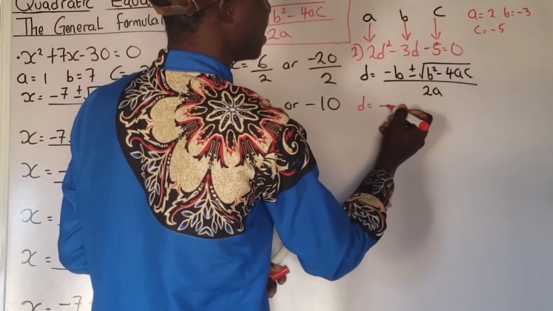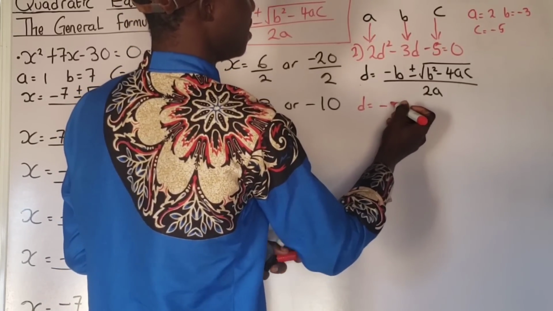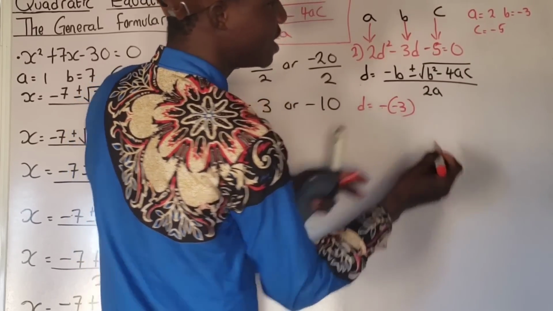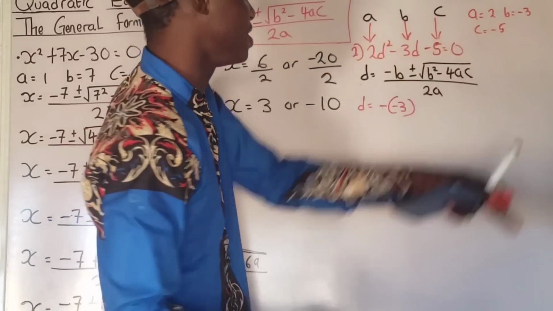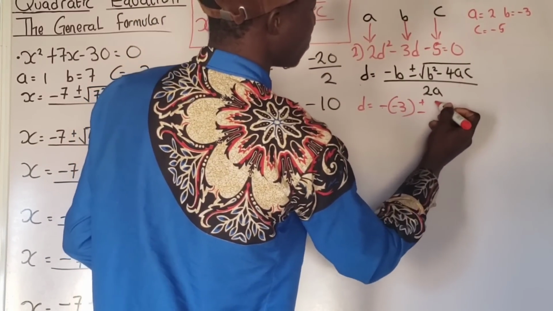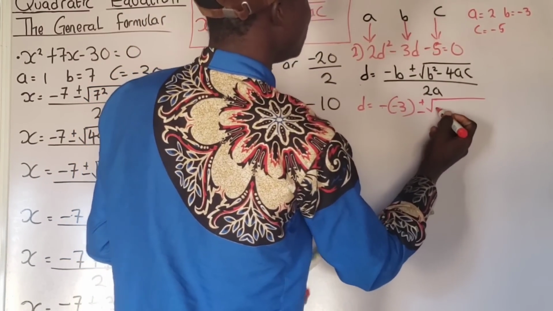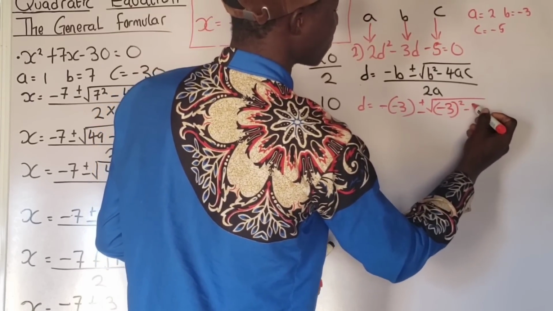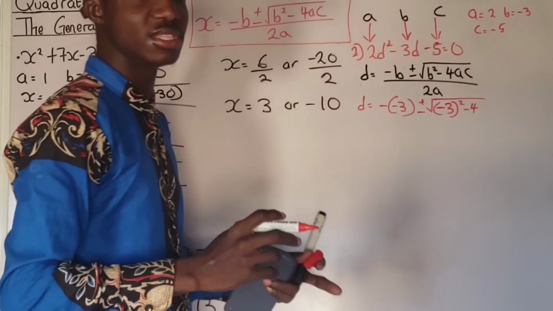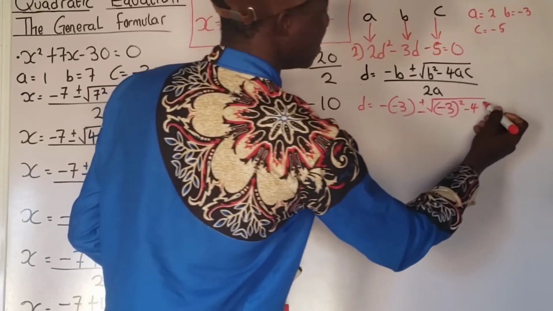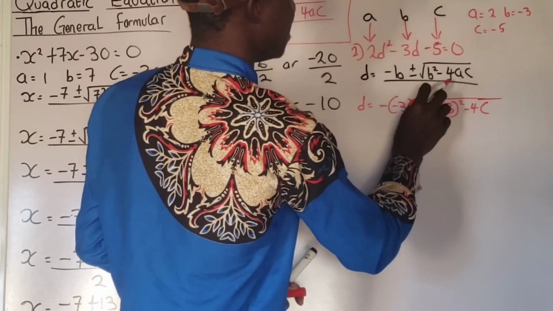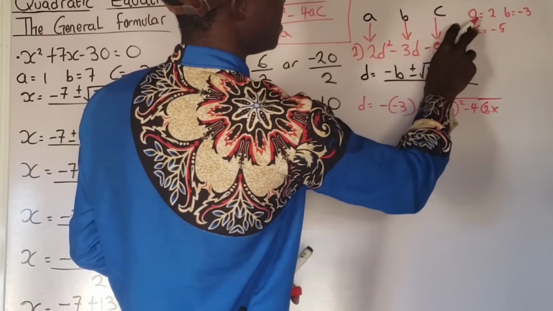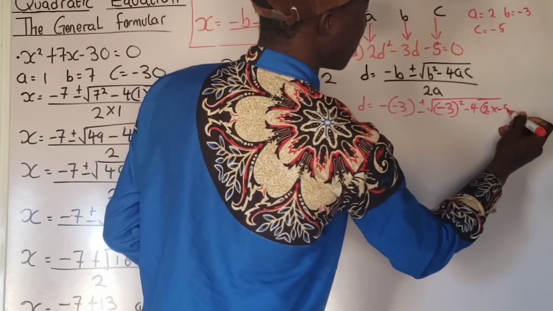So I'm going to have negative B. B is -3, so I'm going to have negative into -3, because B is negative. Then plus or minus the square root of B squared. B is -3, so I'm going to have -3 squared minus 4AC. Please kindly pay attention. A is 2, so I'm going to have 2 multiplied by C, and C is -5, so I'm going to have -5 here.